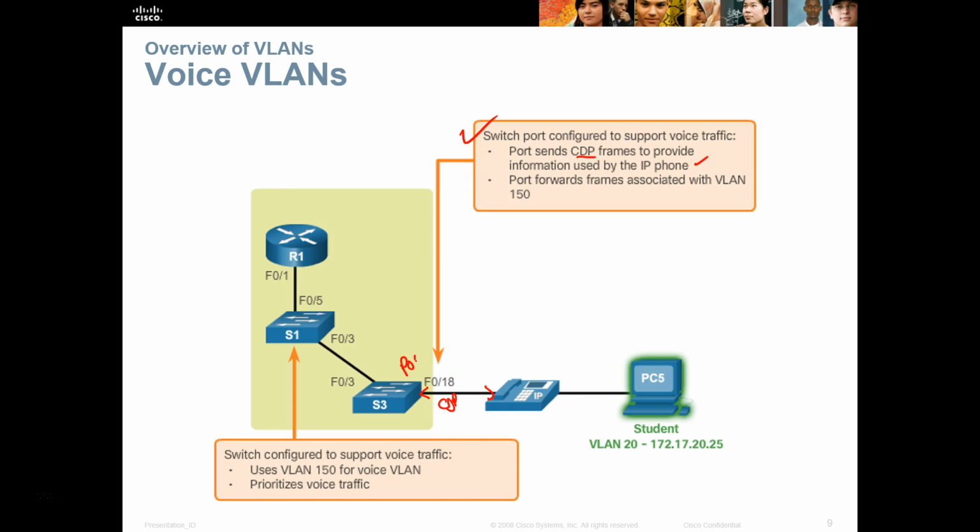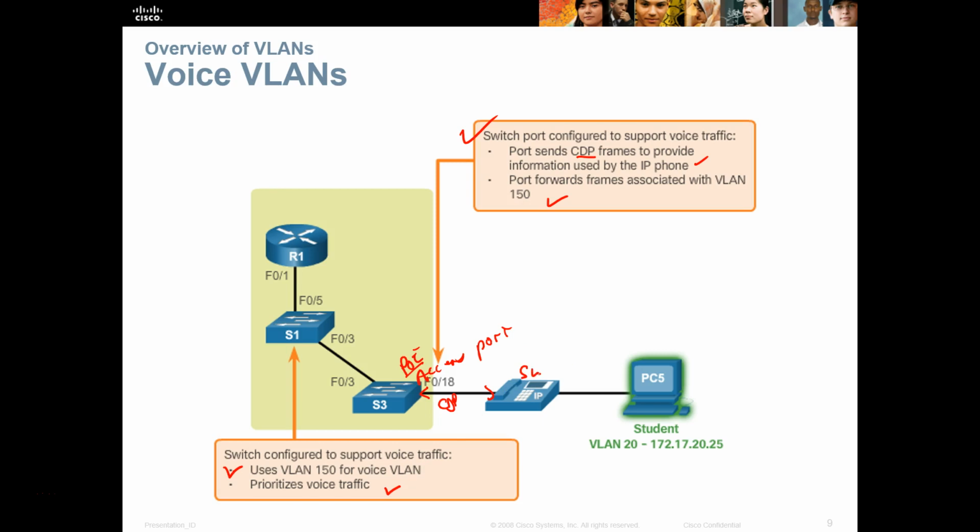And you might have PoE, and the phone would have to actually communicate with the switch to communicate what the requirements are for power, because there are different power settings on a PoE port on a switch. And in this one, it says port forwards frames associated with VLAN 150. So this is an access port, but it's a special configuration because it says it uses 150 for the voice VLAN and prioritizes voice traffic.